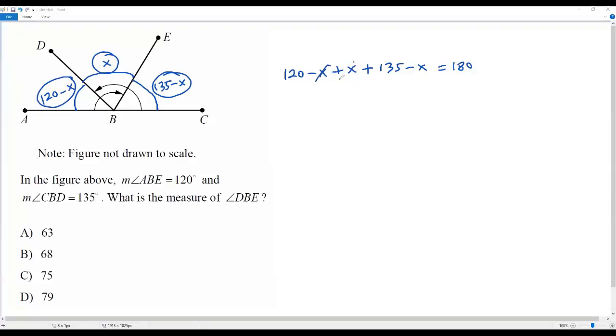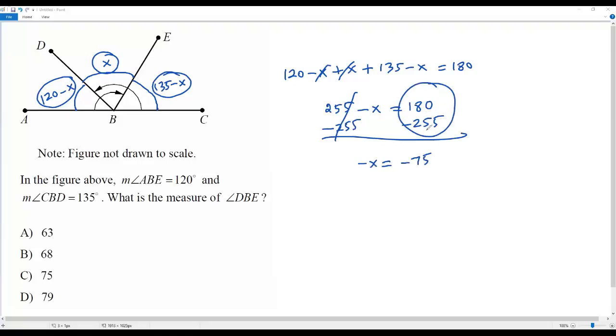Okay, here minus X, plus X will cancel out. When I combine this 120 and 135, it will become 255 minus X equals 180. Okay, now let's subtract 255 from both sides to solve for X. So this positive 255 and negative 255 cancel out. I get negative X equals negative 75 when I combine positive 180 and negative 255.